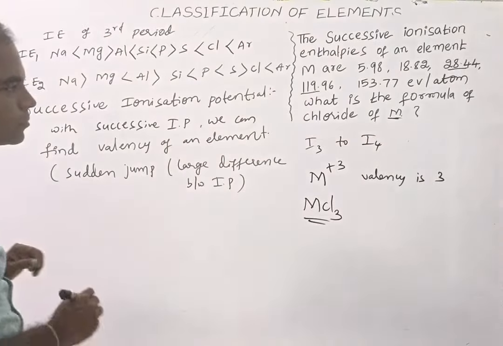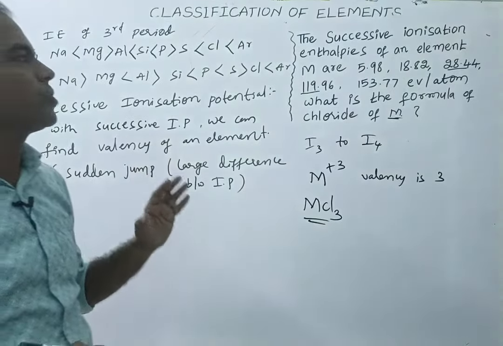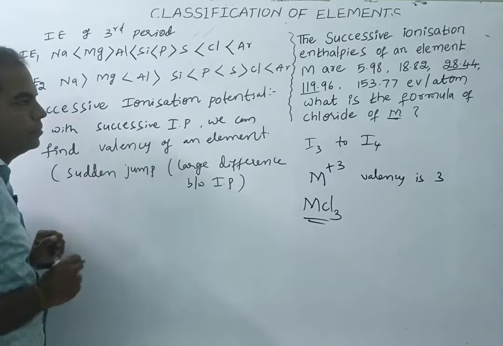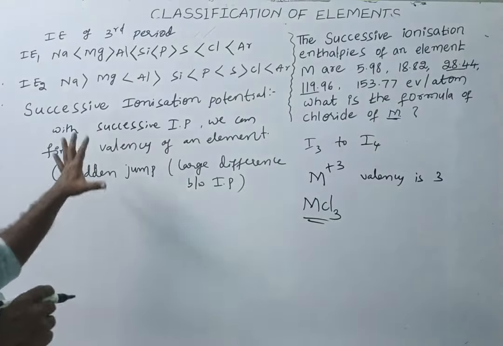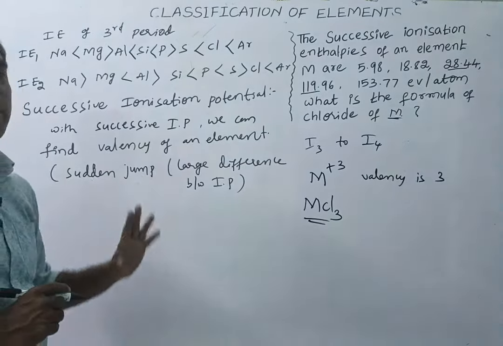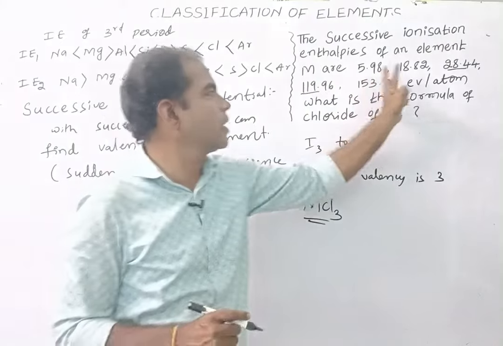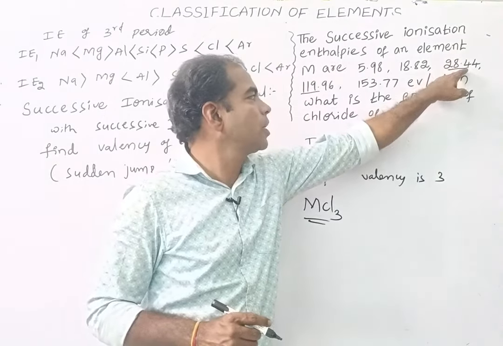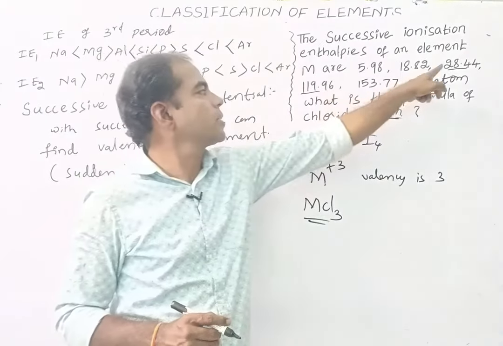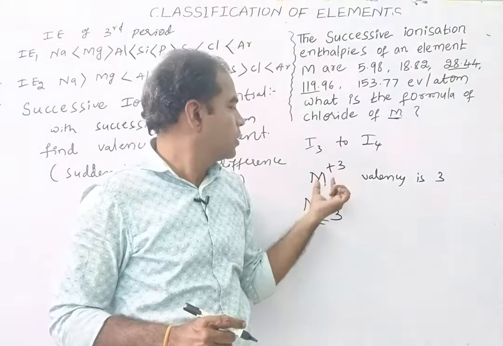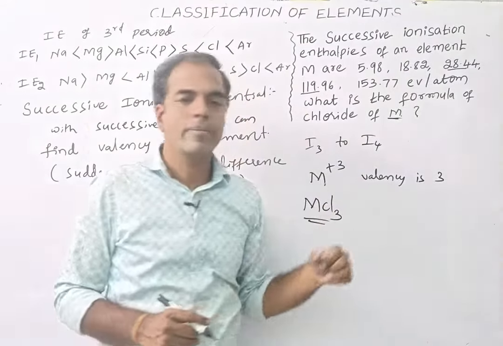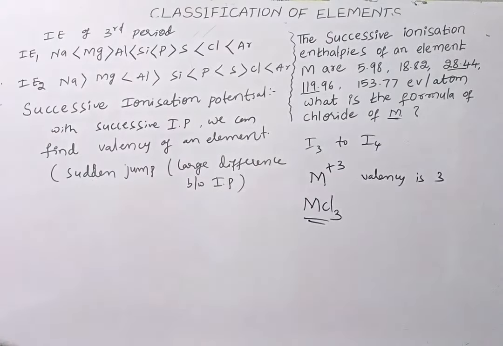Is it clear? This is successive ionization enthalpy. Successive ionization potential means a sudden jump in the ionization potential to remove the electron. Here we have 5.98, 18.8, 28.4, and from the third to fourth ionization potential, it requires high energy. So it loses 3 electrons easily. That means the valence is 3. Next.